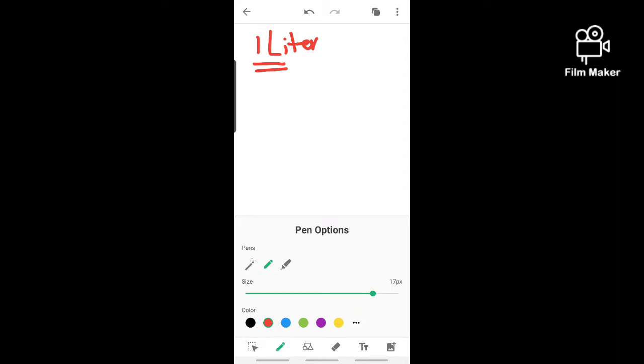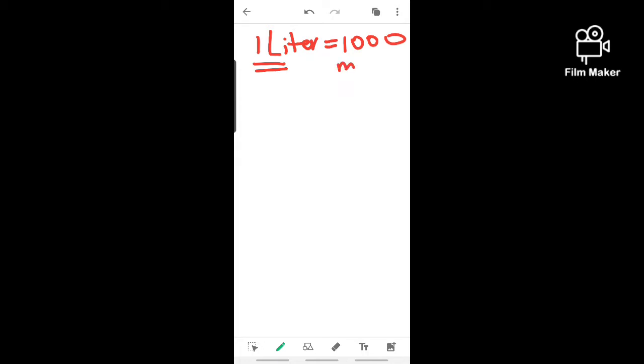So two main units of volume that we're going to be exposed to are liters and milliliters. So 1 liter is actually equal to 1,000 milliliters, okay? So that's the unit that you have to know. So let's look at an example of some conversions. Two examples of some conversions with liters and milliliters, okay?